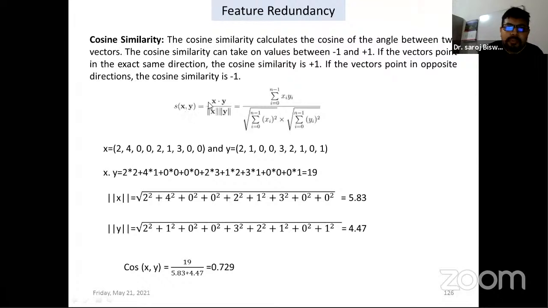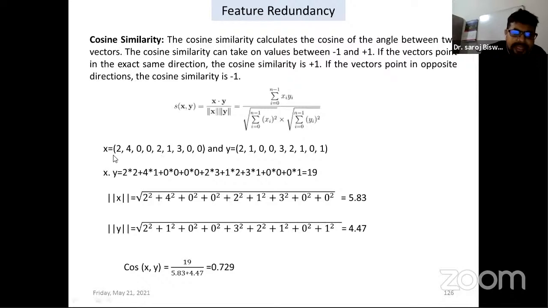Here, cosine similarity of x comma y, where x is a vector and y is another vector, is x dot y divided by the norm of x and the norm of y. This is called the norm, a vector calculation in matrix calculation. If we expand the formula, it becomes like this: we find the pairwise multiplication between x and y, and here the root over the square of x and the root over the square of y, for all the values.